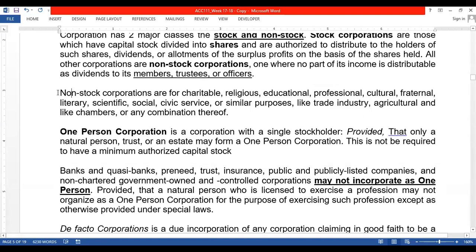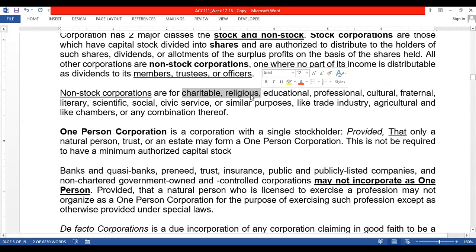Again, non-stock corporations, usually these are not-for-profit corporations. So examples of this are charitable institutions, okay. So religious ones too. Even the diocese of the Roman Catholic Church, they are actually a corporation, a one-man corporation, okay.